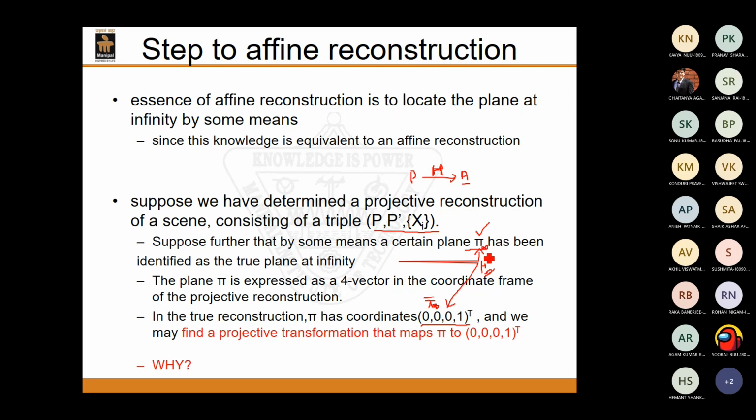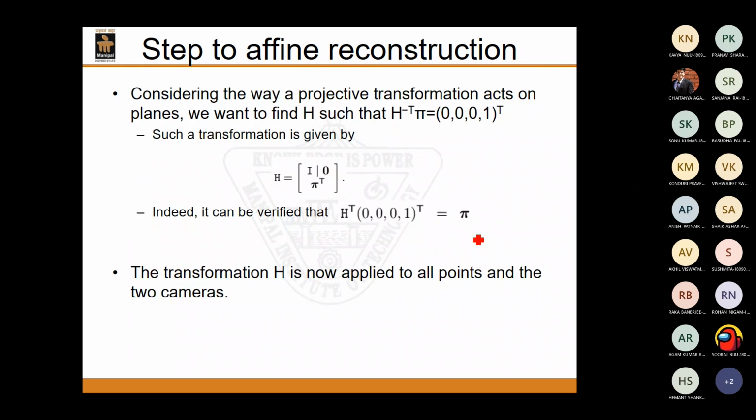So how do we find this pi infinity? In order to find it, I need to use some information. I'll be using information with regard to parallel lines. Just discussing the point once again, we want to find H such that H inverse transpose pi is equal to 0, 0, 0, 1, right? That means mapping this pi to the pi infinity with respect to the transformation matrix H.